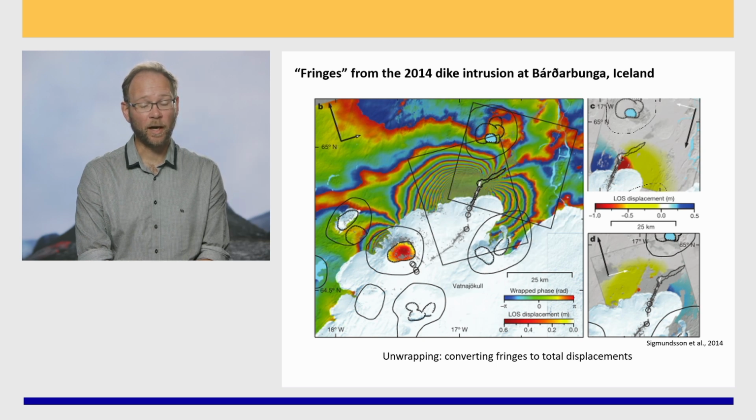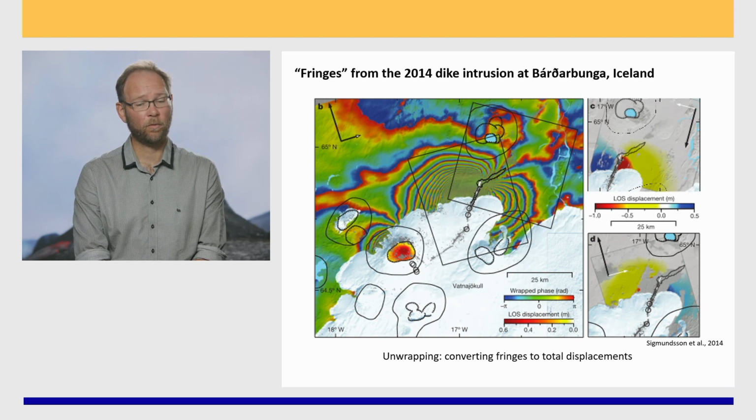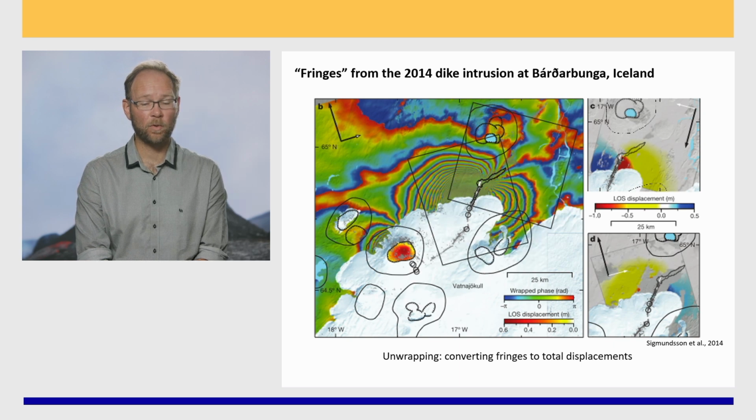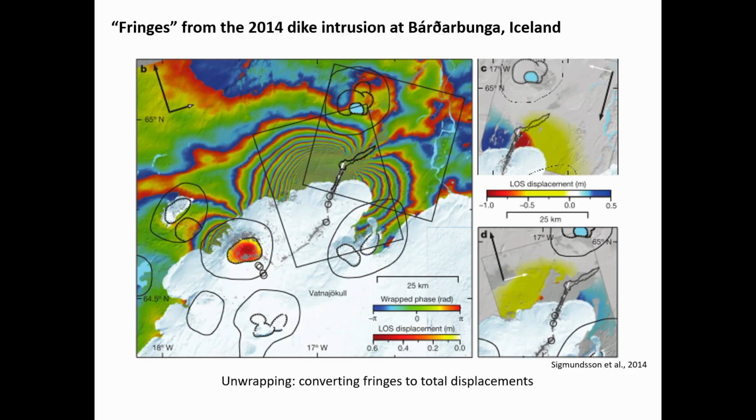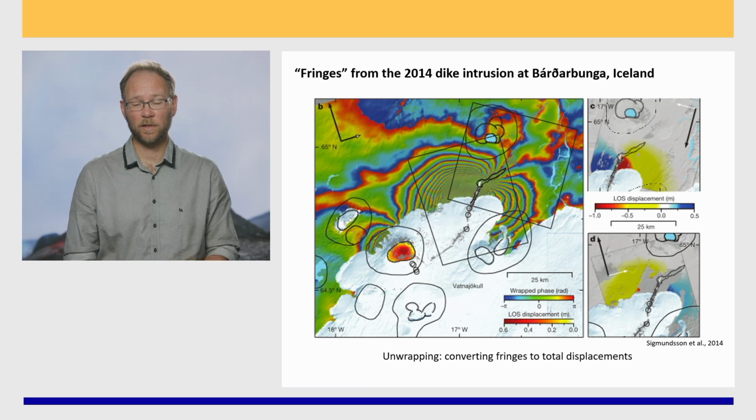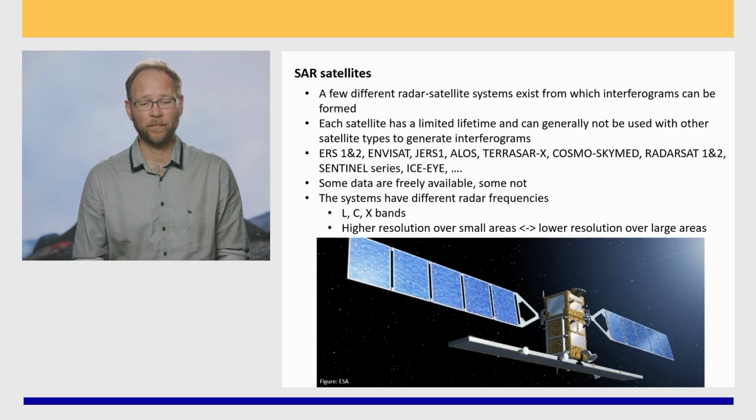This is from a dike that formed in 2014 at Bárðarbunga, Iceland, a 45-kilometer long dike. And we see that in the main figure as the distance between each fringe is getting smaller and smaller, which means that the deformation is getting larger and larger. So sometimes people talk about unwrapping these data, and that basically means the process of going from these fringes towards total displacements in the line of sight, seen here on the right.